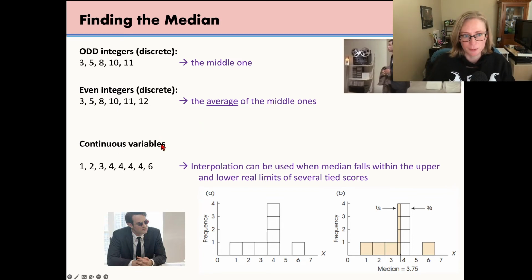For continuous variables, so here, these numbers here shown over here, it's not going to be as straightforward because these aren't discrete anymore. So interpolation can be used when the median falls within the upper or lower limits of several tied scores. There is a formula for exactly calculating the median, and in this case, it would be 3.75 here, where you kind of have to divvy up, because again, you're trying to split it 50-50. You have 3 blocks over here and a smidge.